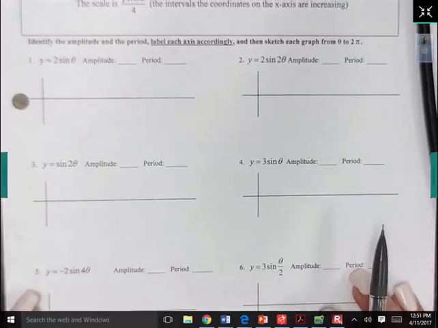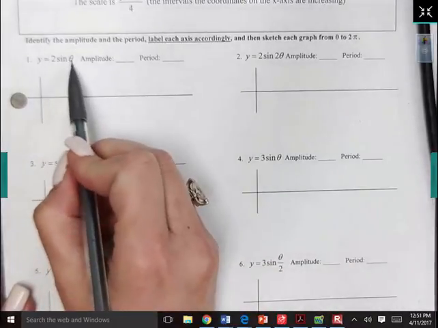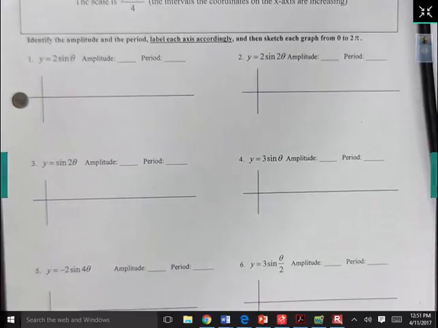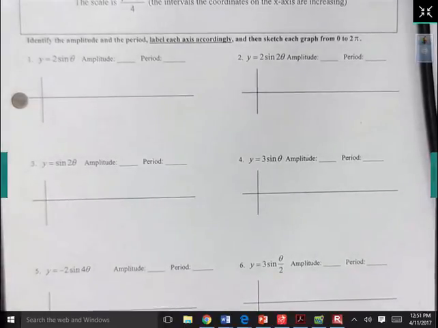So let's start off by just identifying a and b. On number 1, a is 2 and b is 1. On number 2, draw a card, please. Allie, on number 2, what is a?